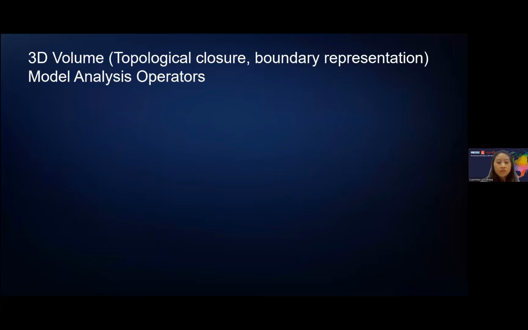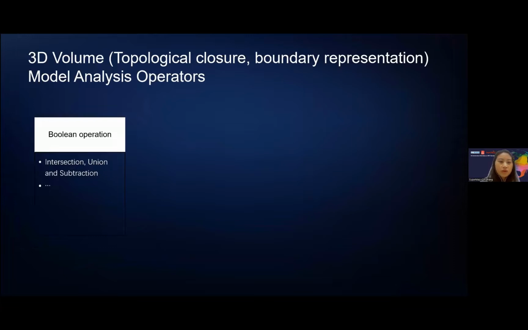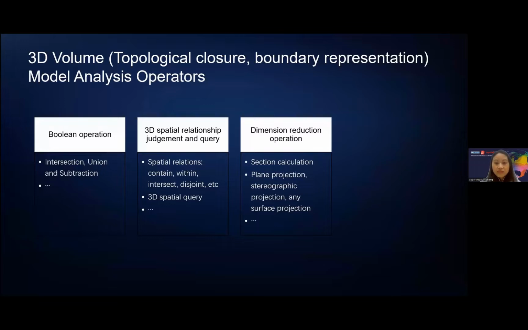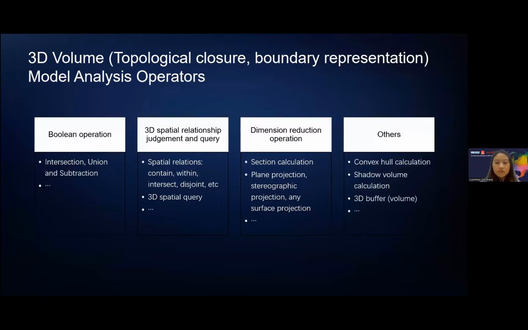For topologically closed 3D volume models, such as BIM, we provide Boolean operation, 3D spatial relationship judgment and query, and dimension reduction operation, and others like convex hull calculation, 3D buffer, and so on. These operators help urban design to form digital rules and improve urban governance.